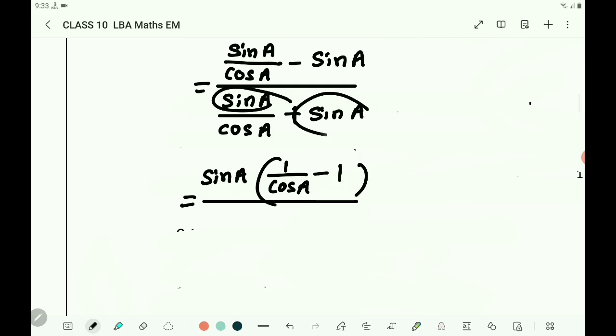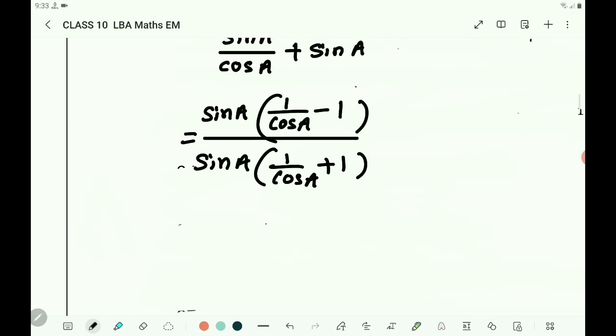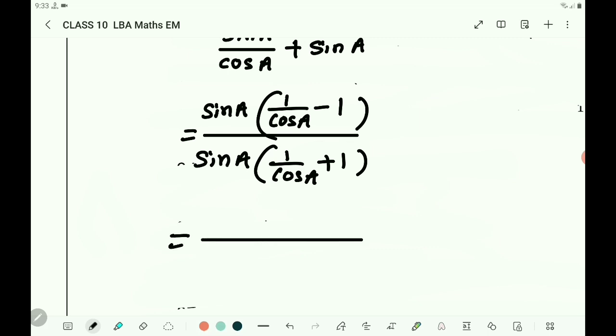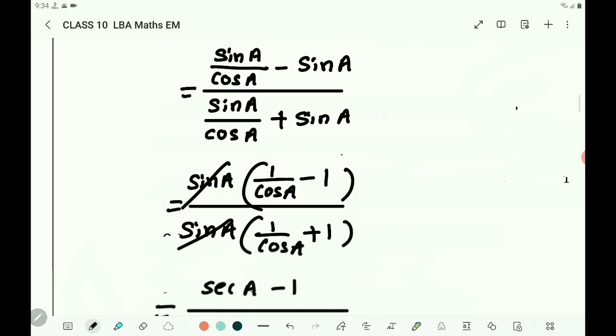Here also remove sin A common. Write that outside the bracket. Sin A into here also 1 by cos A plus 1. In the next step, cancel this sin A and sin A. Numerator and denominator are having sin A, so you can cancel them. Now write it as 1 by cos A is secant A minus 1. Here also 1 by cos A is secant A plus 1. You got the RHS. Secant A minus 1 by secant A plus 1.